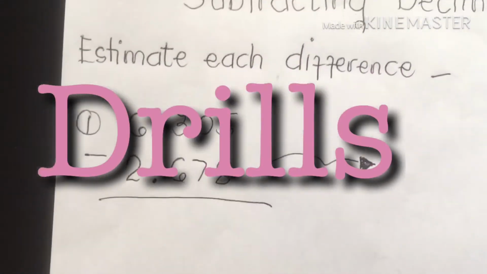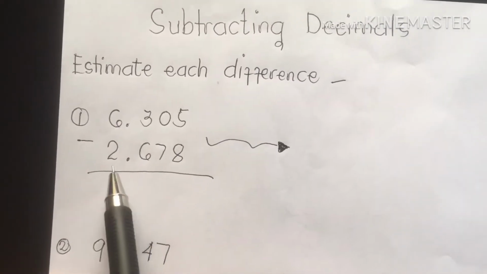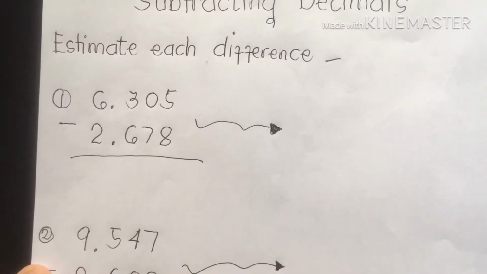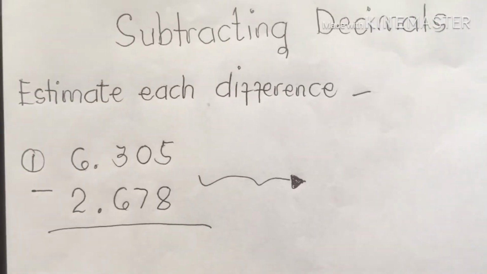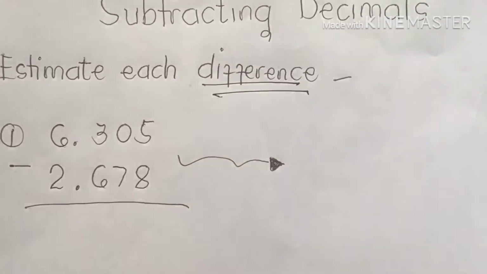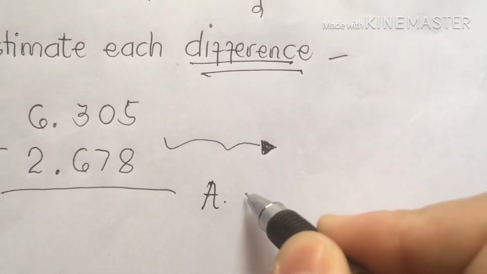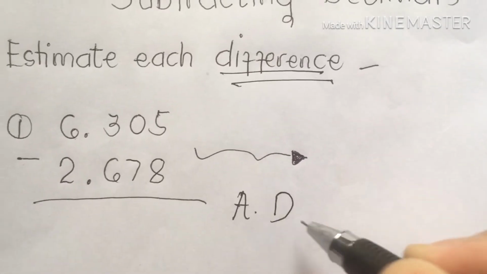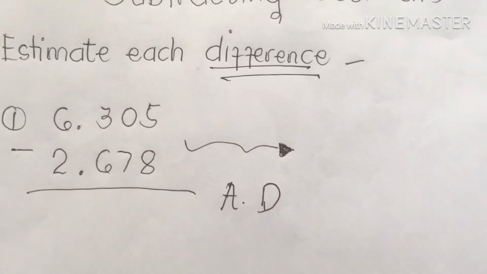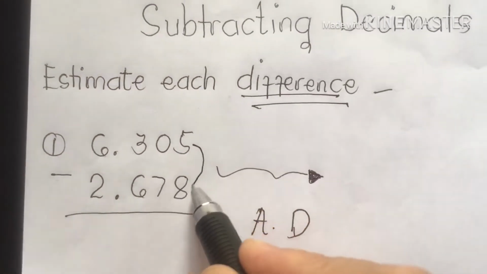Number one, class, we have 6.305 minus 2.678. So now, class, we're going to first get the actual difference. We are going to subtract first. We're going to get first the actual difference. By how? We're going to subtract 5 and 8.